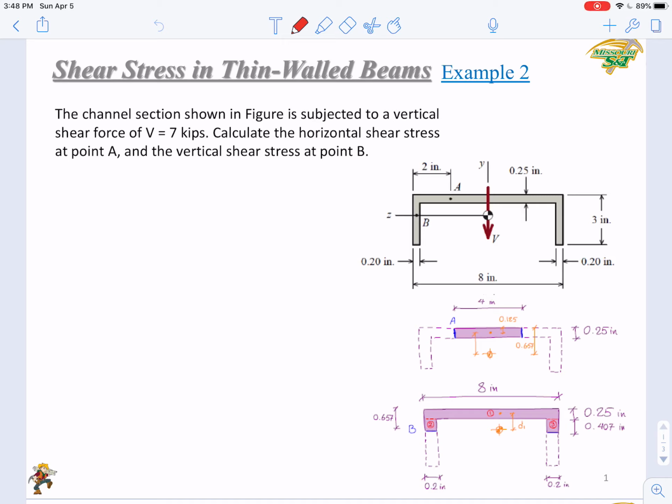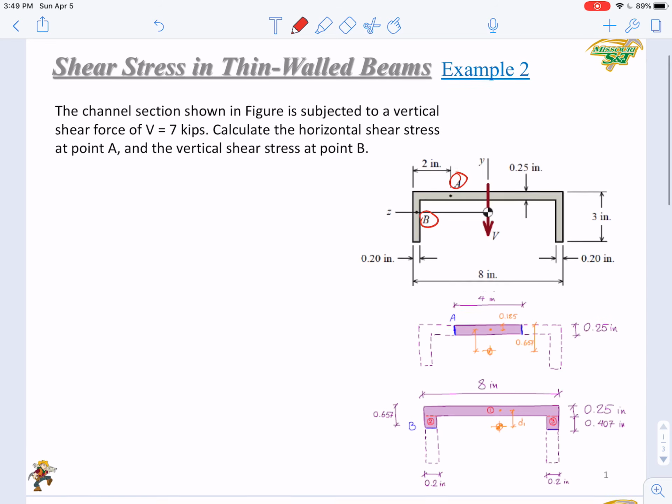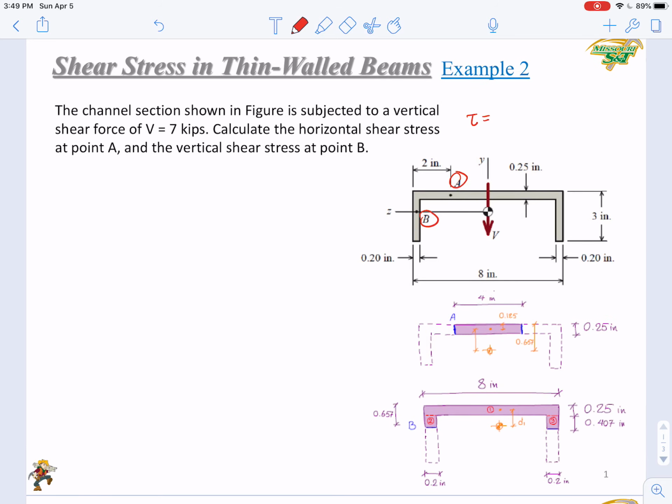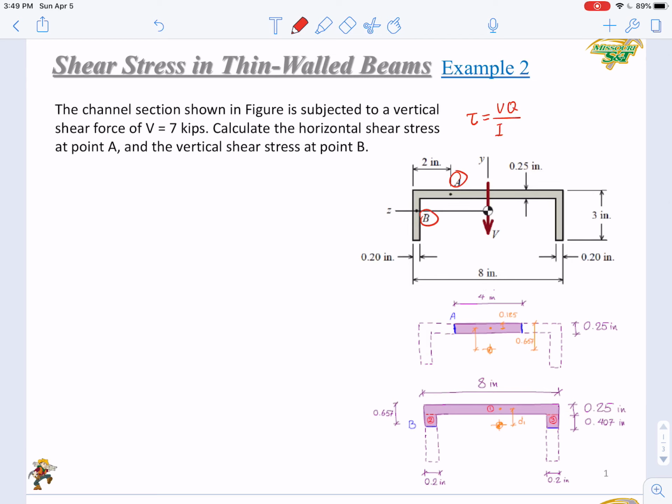Example 2. The channel section shown in the figure is subjected to a vertical shear force of V equals 7 kips. Calculate the horizontal shear stress at point A and the vertical shear stress at point B. Here is a point A and a point B. Again, the equation we'll use is just tau equals VQ over IT. According to the 4 steps we just introduced, we can solve these 2 stresses step by step.